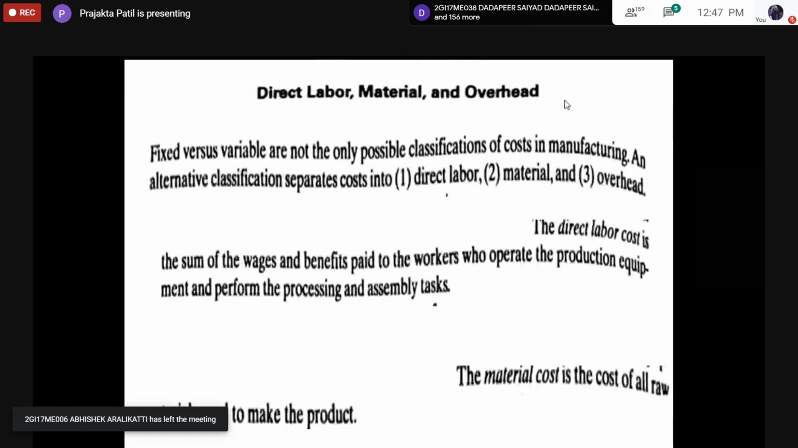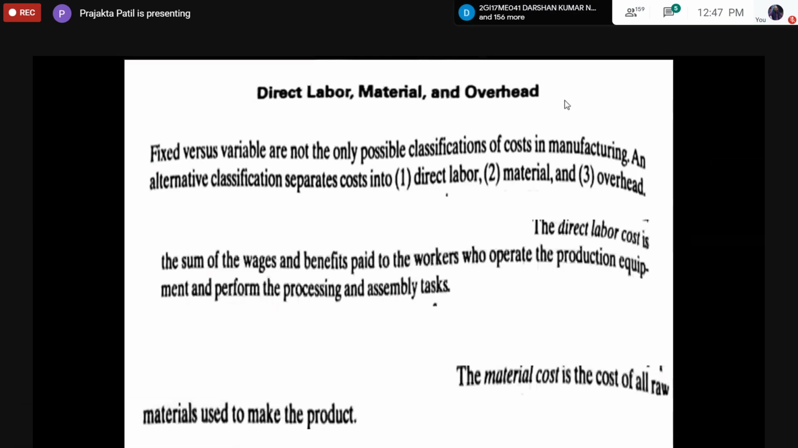So if you consider this in terms of fixed and variable cost, the direct labor and material cost are proportional to the production quantity, and therefore they can be classified as variable cost. This I have already taken as an example in the previous slide.